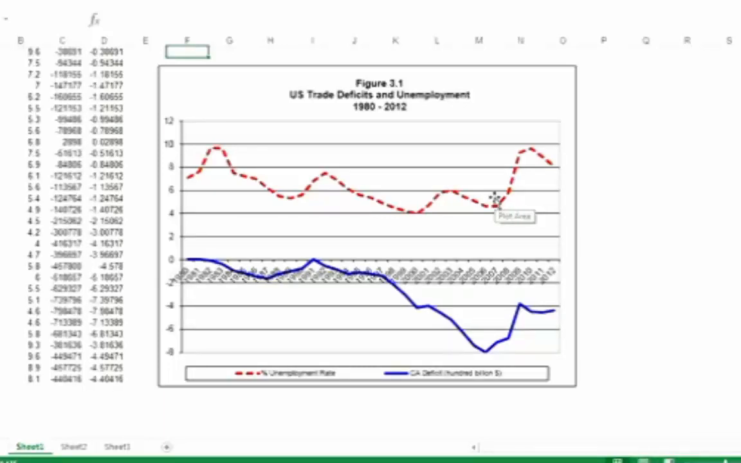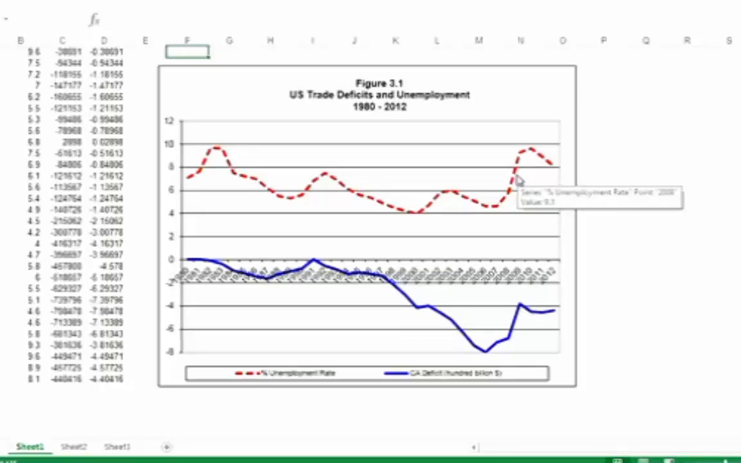Now, what happened when the financial crisis hit in 2008? Well, look what happened to our trade or current account deficit. It fell precipitously. We stopped trading as much, and our current account deficit went down, got closer to zero, right as we had a serious unemployment problem. Lots of workers were losing their jobs.